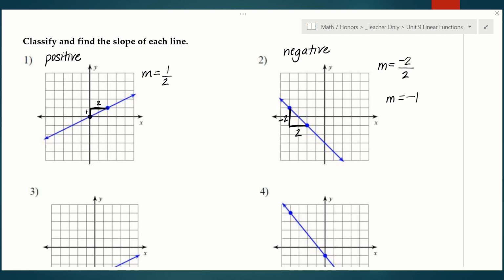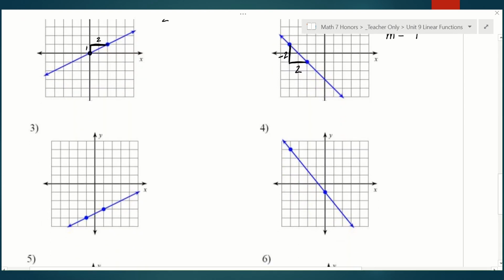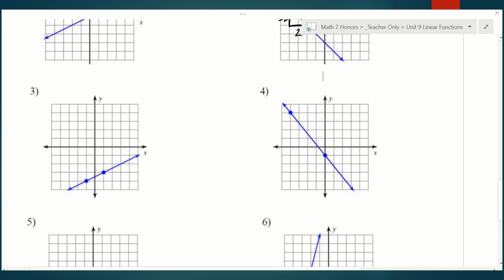Okay? All right, moving on, number 3. So classify it first. This is a positive slope. It's increasing from left to right. They gave us 2 points, so let's just go with using those 2, even though, again, we could pick any 2 we want. So rise over run means I'm going to go up 1 and over 2 to get to the next point. So just like number 1, my slope is 1/2.